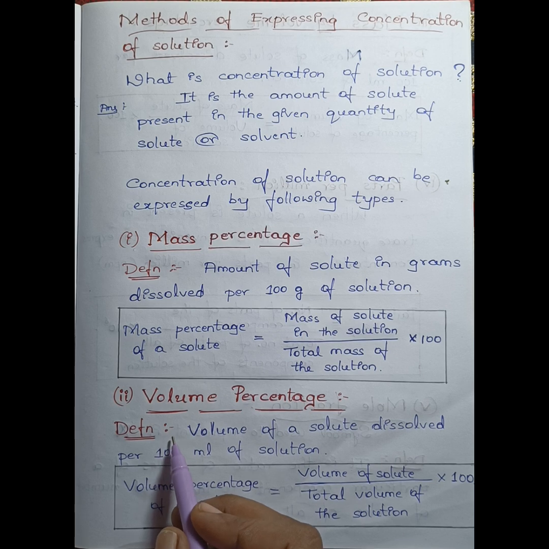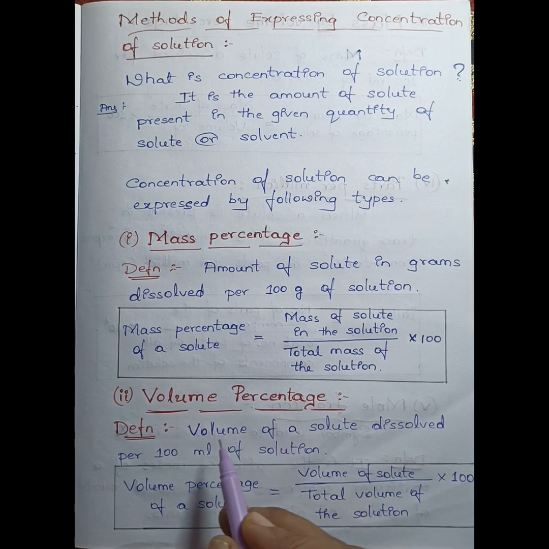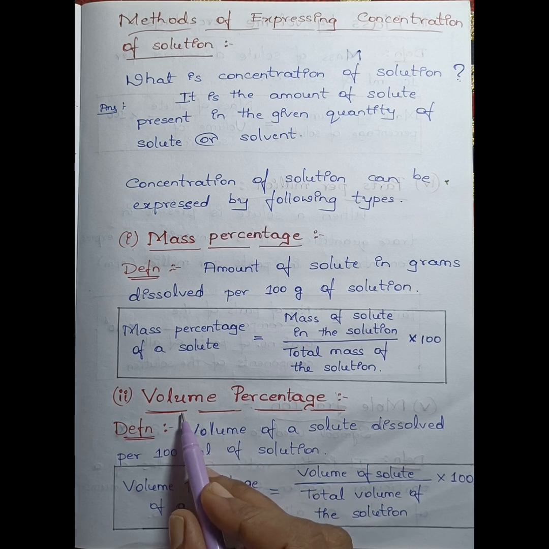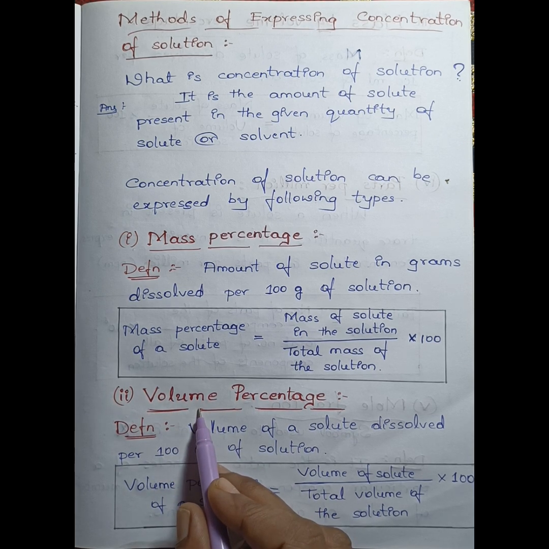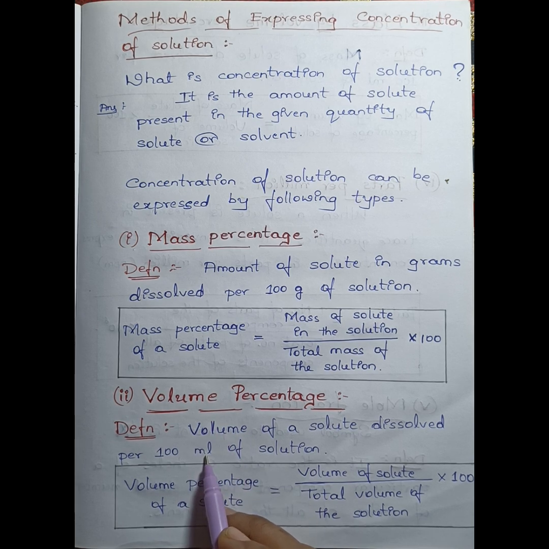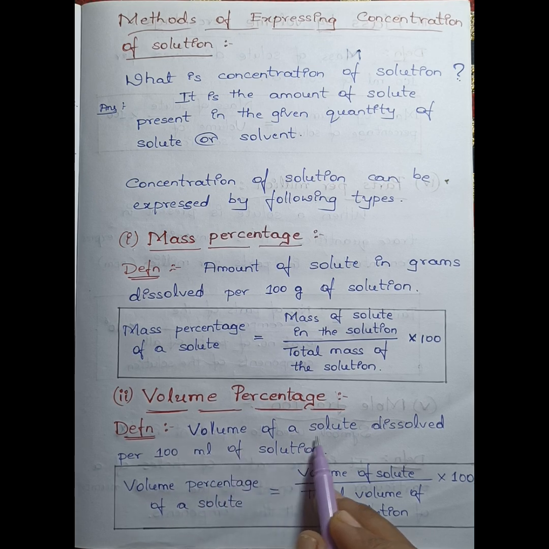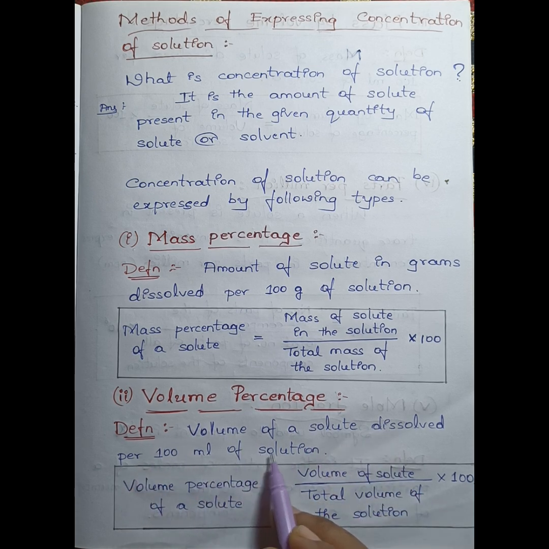And next one is volume percentage. How are we going to define this? It is the volume of solute dissolved per 100 ml of solution. So here guys, note, we have taken the term volume. Volume is measured in ml, liter, etc. You know this, right? So it is the ratio of volume of solute dissolved per 100 ml of solution. The formula is written like this: volume percentage of a solute is equal to volume of solute by total volume of the solution into 100.